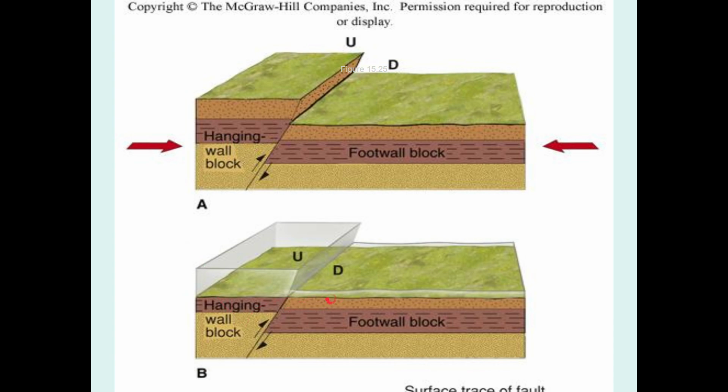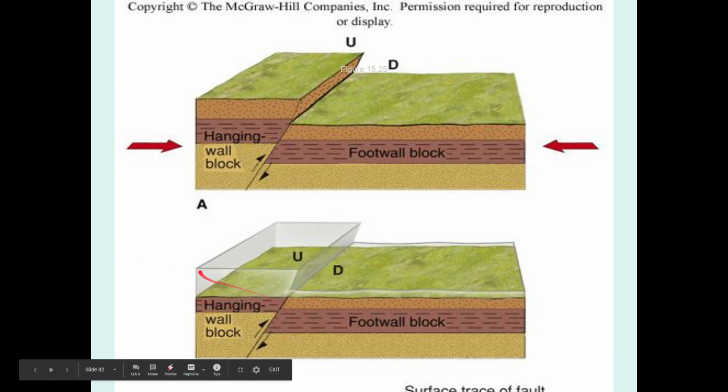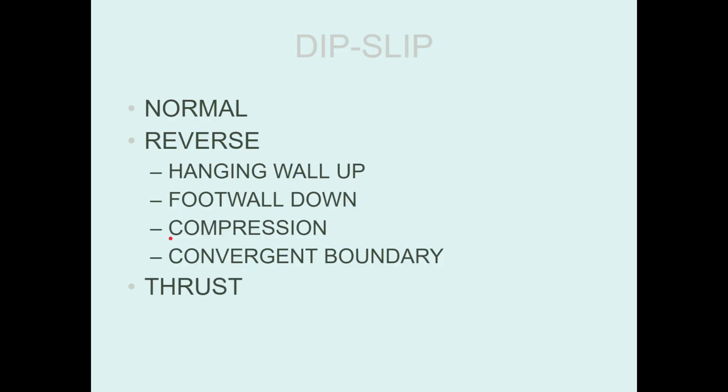This is just showing it if you erode the surface off, which typically is what happens. The area will be flat, but you'll still have these faults that have happened in the past. So again, hanging wall up, footwall down, happens from compressional stress, usually found at convergent boundaries.